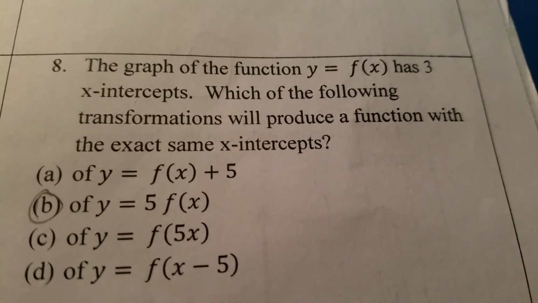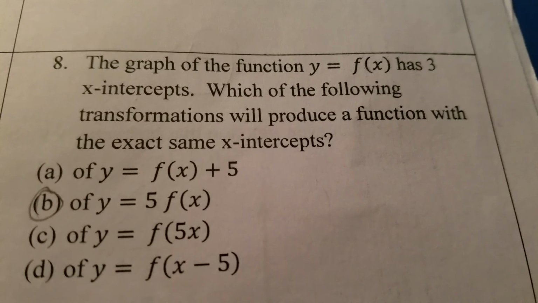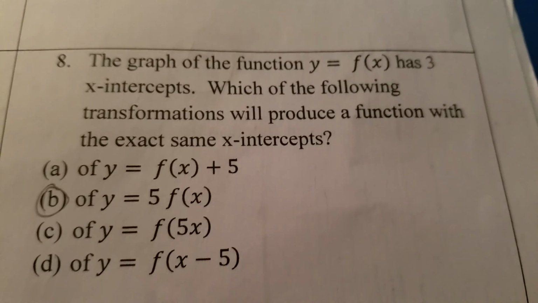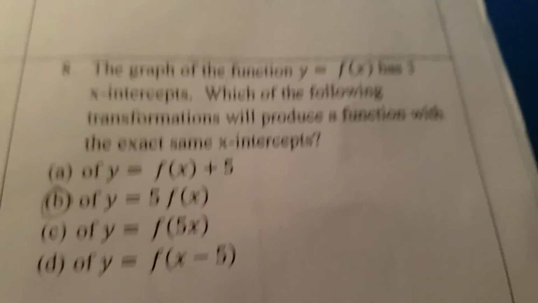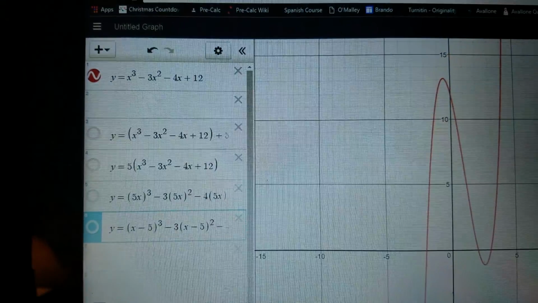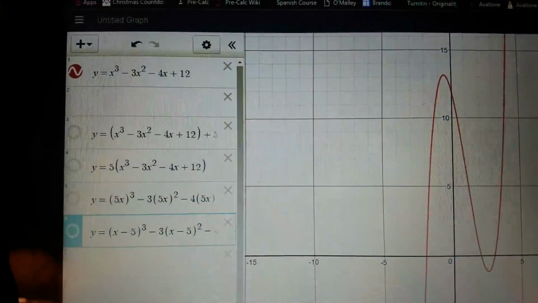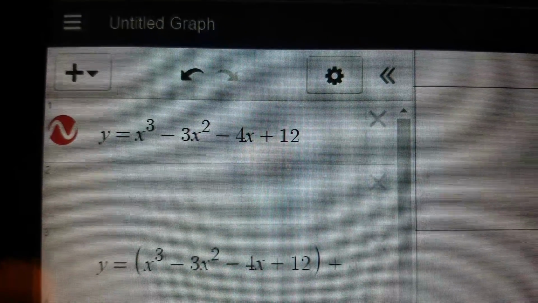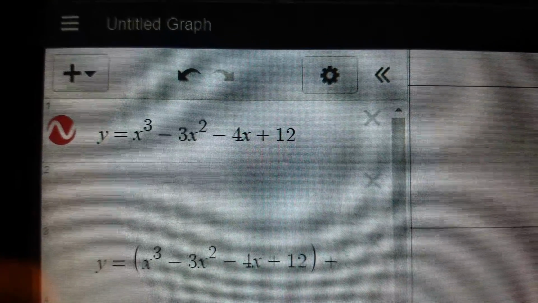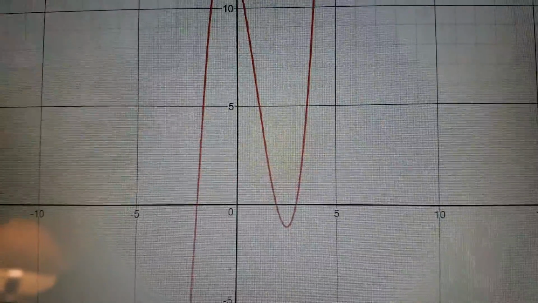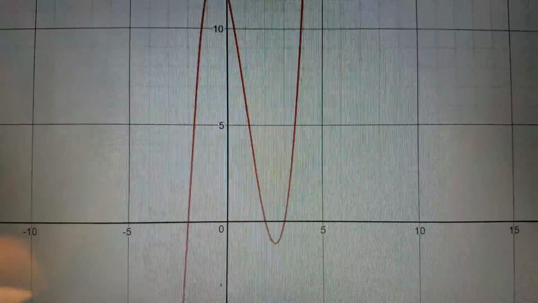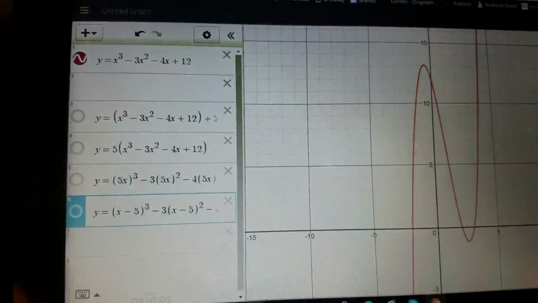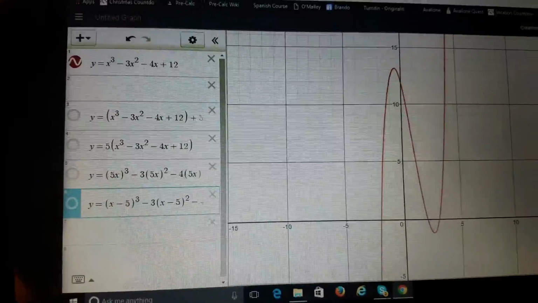So we know that we're looking for the transformation that yields the same x-intercepts, and we also know that the function has 3 x-intercepts. So what I did was I just wrote an equation that does have 3 x-intercepts. The equation is y equals x cubed minus 3x squared minus 4x plus 12. And as you can see, this graph does have 3 x-intercepts. So now I'm just going to go over how each transformation from each answer choice affects the graph.